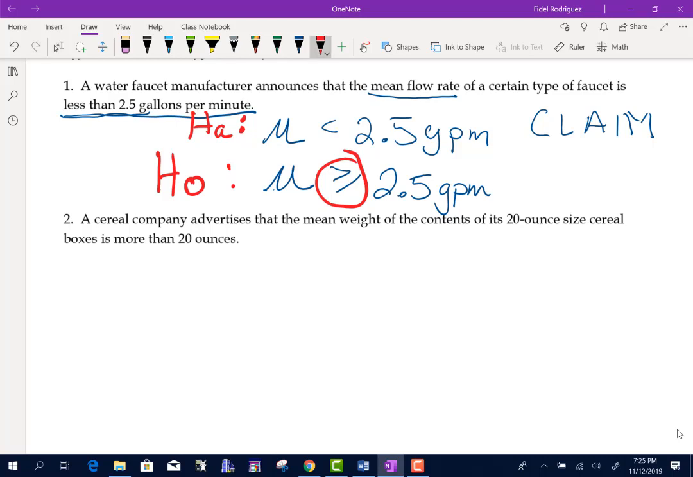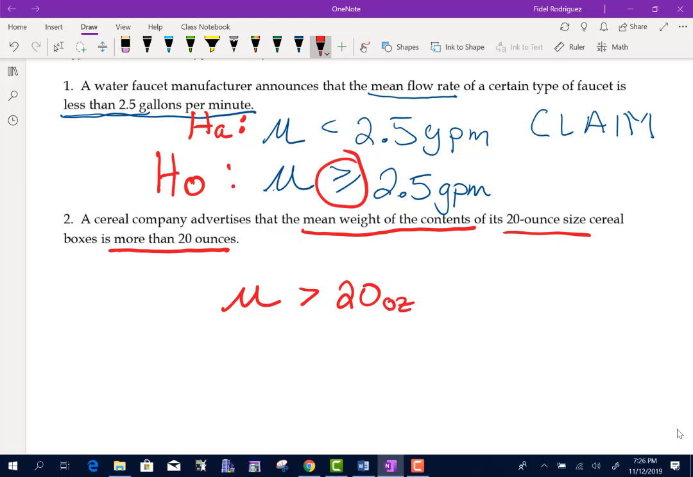So look at problem number 2. It says a cereal company advertises that the mean weight of the contents of its 20-ounce size cereal box is what? More than 20 ounces. Okay, so what they're saying is the mean, right, which we're calling mu, more than, guys, everybody agree more than is greater than? Greater than 20 ounces, right? Do y'all agree that that is their claim?